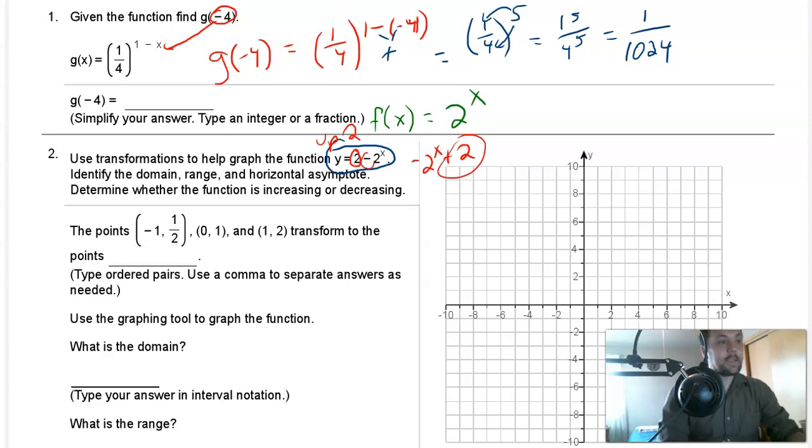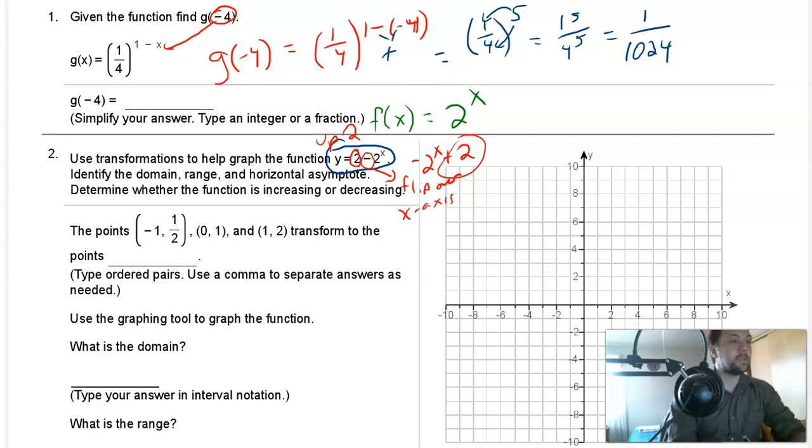And then the negative sign in front of the 2 to the x power is going to flip the graph over the x-axis, which again is the only kind of reflection that we studied. So when I say flip the graph over, that's the only kind of flipping that we could be doing because that's the only kind that we studied earlier. All right. And so those are the two changes I need to make to this graph.